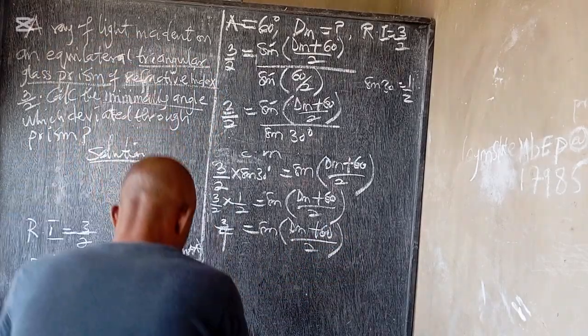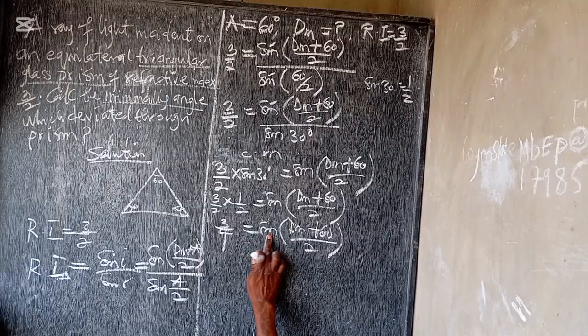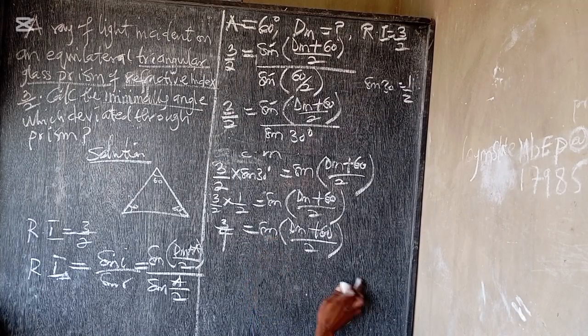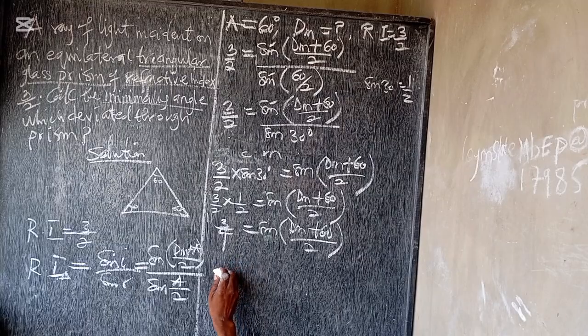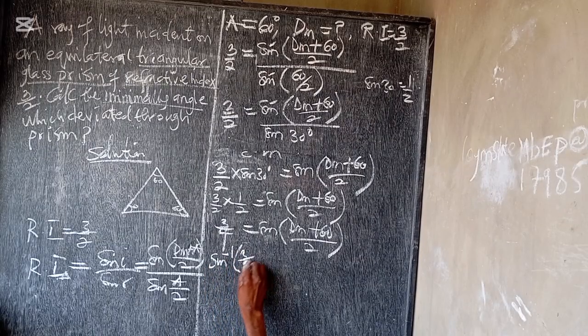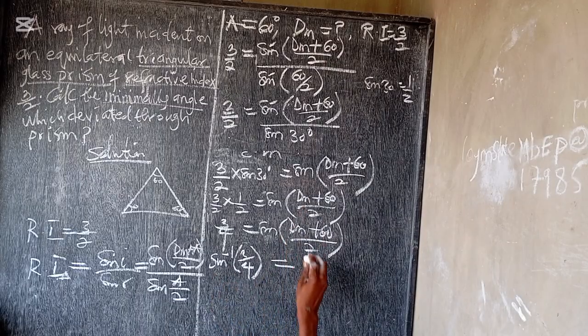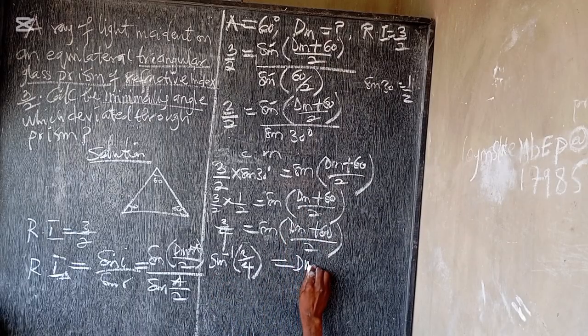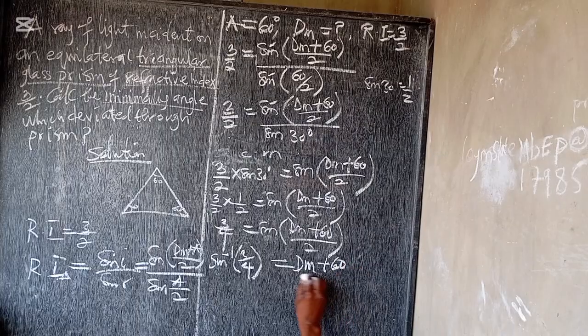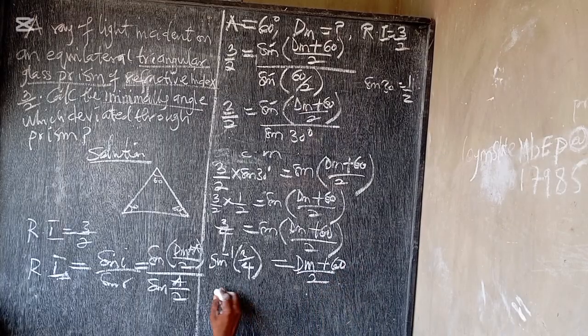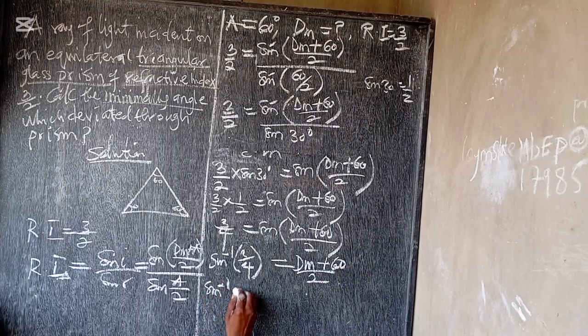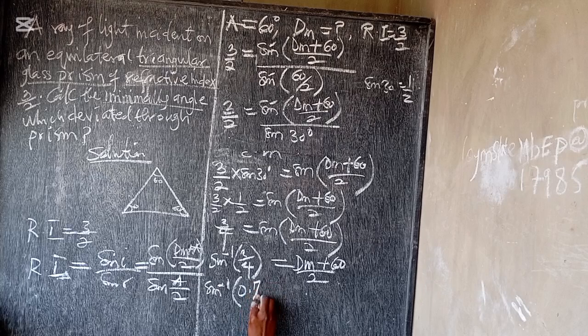What is the next thing now? I want to remove the sine, so I divide both sides by sine, which becomes arc sine of 3 over 4. When it becomes arc sine, we get the answer, which will be Dm plus 60 degrees all over 2. Remember that arc sine of this one is going to be 0.735.